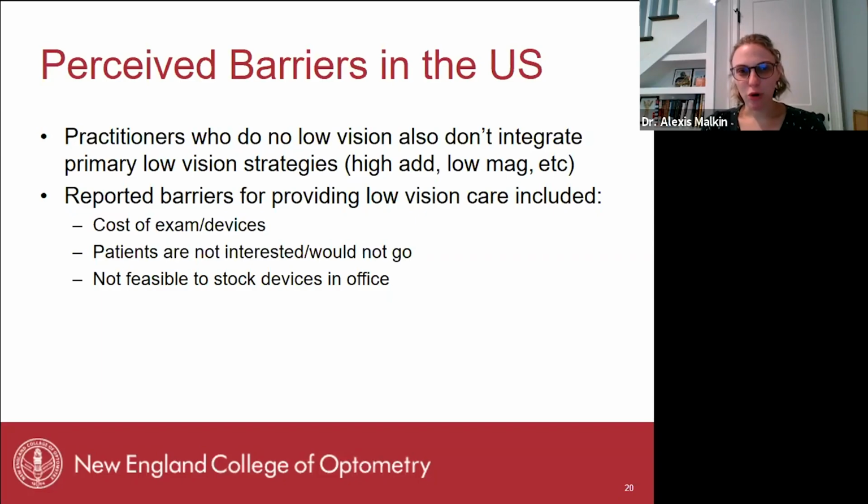The barriers that people reported in this study were the cost of the exam and devices, making an assumption that patients are not interested or wouldn't go if they were referred, and that it was difficult to stock devices in the office. So cost of exam, we can't really change other than providing education here in the US that it is covered by insurance. There are great resources for low-cost devices. And I think that shifting away from the mentality of assuming that your patient would not be interested is something we really need to work on. And we're hoping that through different continuing education talks, that we will start to see that shift in practitioners' thinking about what they might introduce for their patients or what referrals they might make.